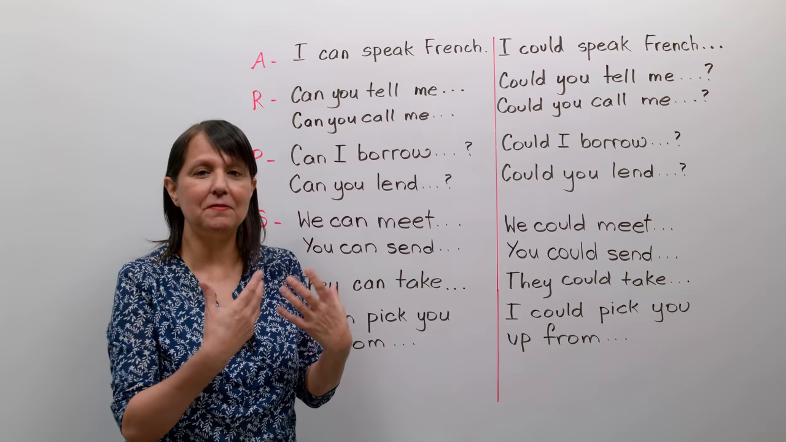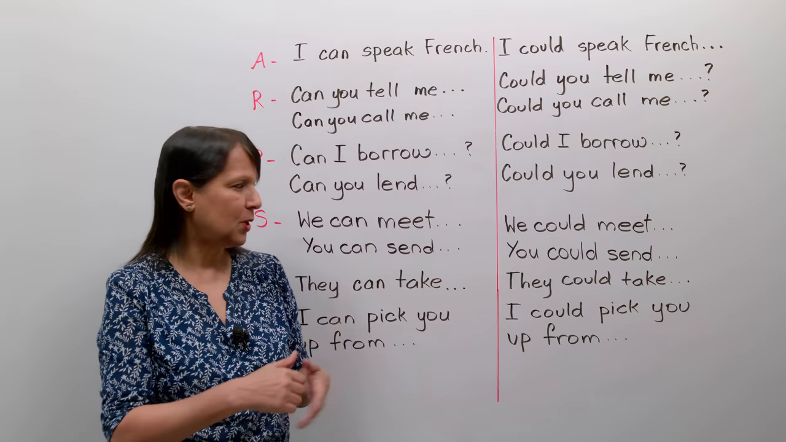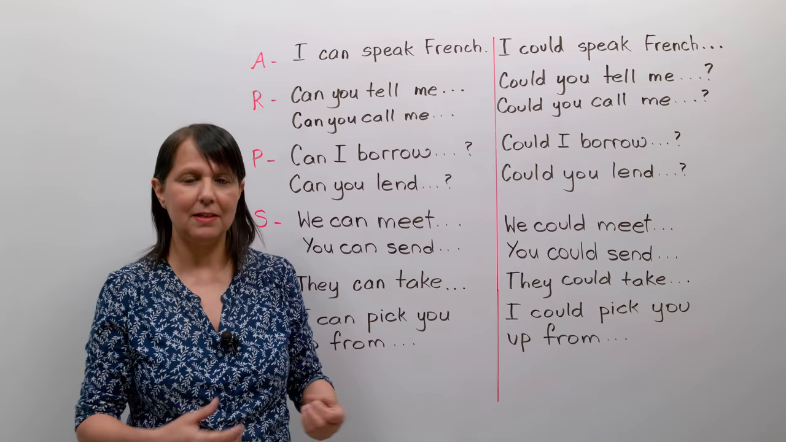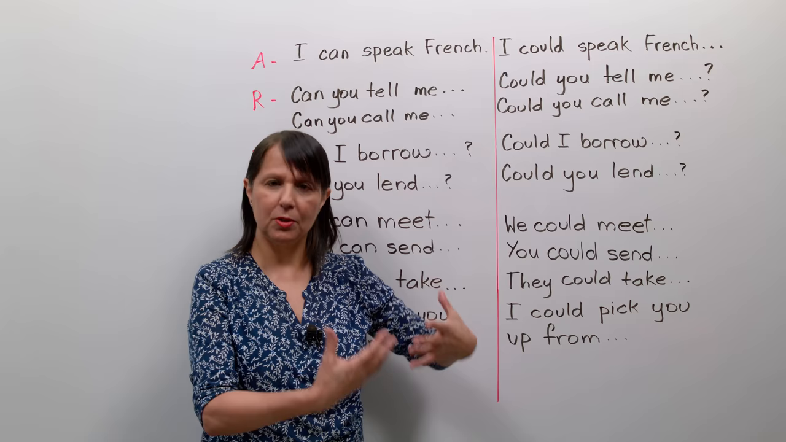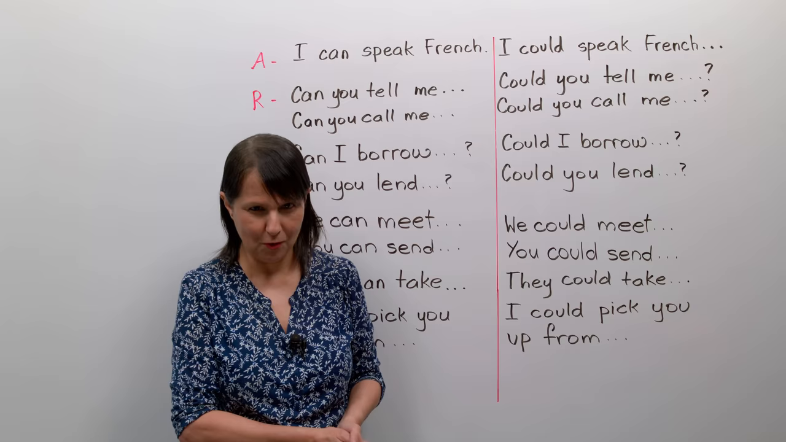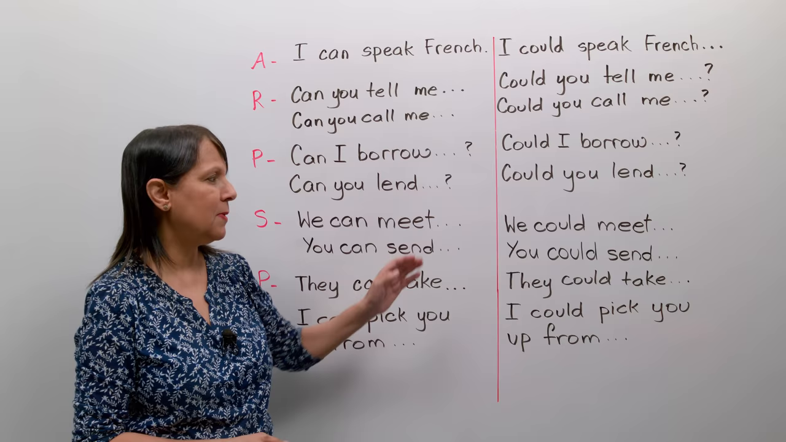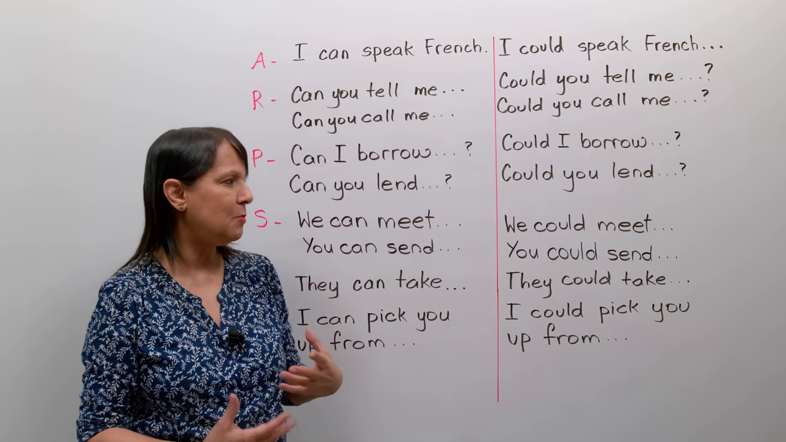Again, at various points, you could stop the video or go back after you've watched the video to this part, to this board in particular, and say these sentences aloud for yourself. That way you will feel and hear the difference. And I want you to start to feel that way so that you start using could whenever you want to be more polite or whenever you need to be more formal. Okay, so definitely repeat these sentences, go back, make up your own sentences. We could meet at the coffee shop. We could meet at the hotel. We could meet at the office, right? There are many, many ways in which you could use this board to improve your English.